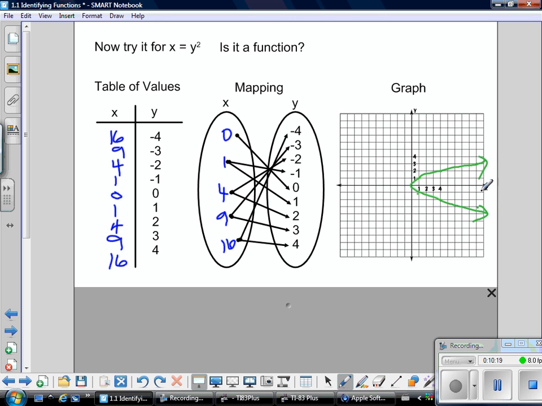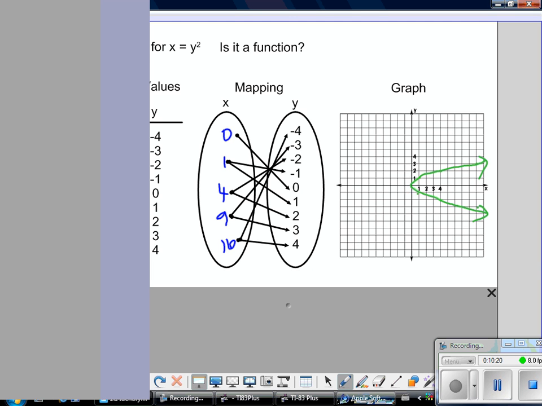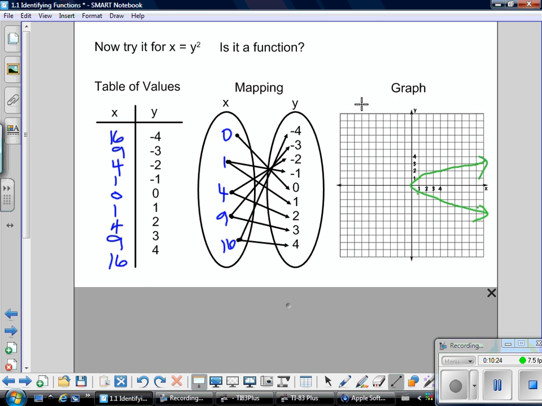Now, if I look at my vertical line test, does it apply here? Well, let's take this vertical line again and see what happens. You can see as it goes over, at one location it's only 1 at 0, but as I go across, it's cutting the graph in 2 locations at one time. So that tells me it is not a function.